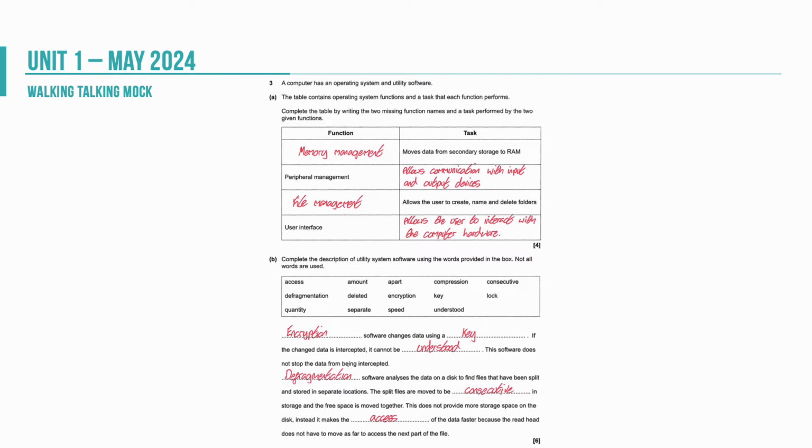In this example, encryption is the software that uses a key. If the data is intercepted, it cannot be understood. That finishes the first section. It then moves on to defragmentation software. Defragmentation moves files into consecutive areas of the storage, and it makes access of the data faster. You wouldn't in that last one get speed, and that's what a lot of students put this year, was speed of the data faster. It should be accessing the data that is quicker.